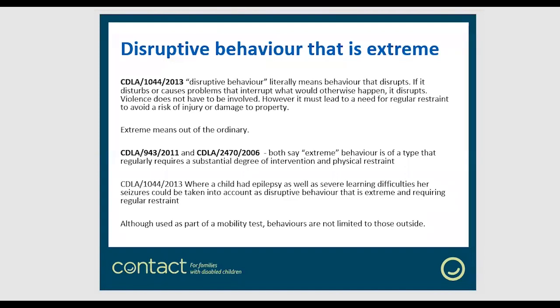The other thing that's worth noting here is that although this test is used in a mobility sense, so it's looking at whether your child is entitled to the mobility component at the higher rate, the behaviors themselves are not limited to disruptive and extreme behavior out of doors. So any disruptive or extreme behavior that your child has indoors should also be considered.